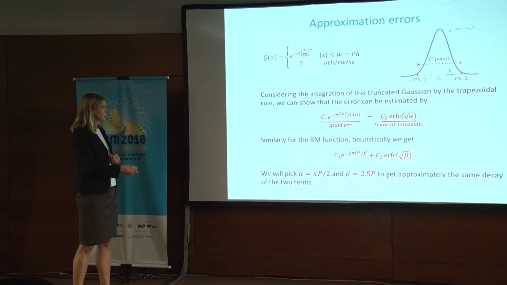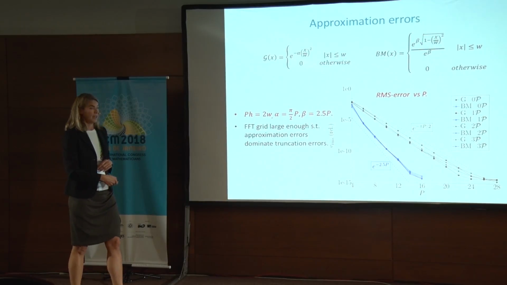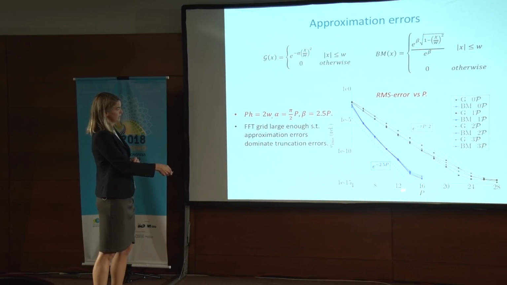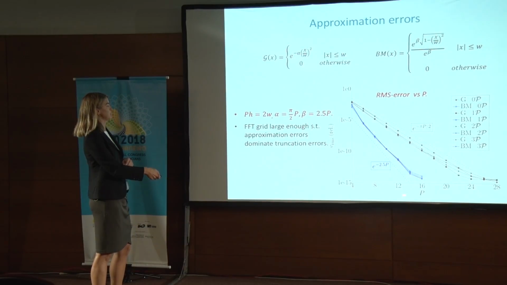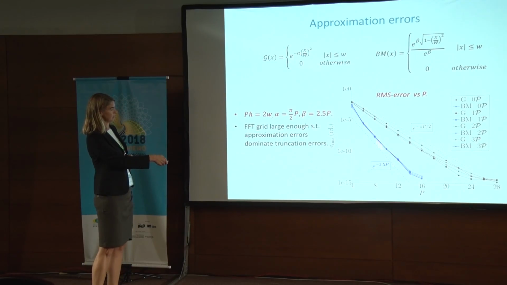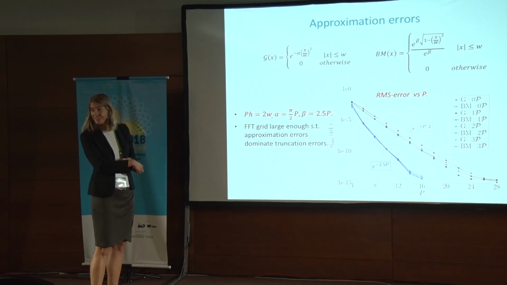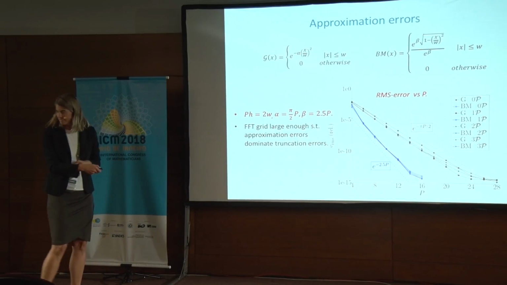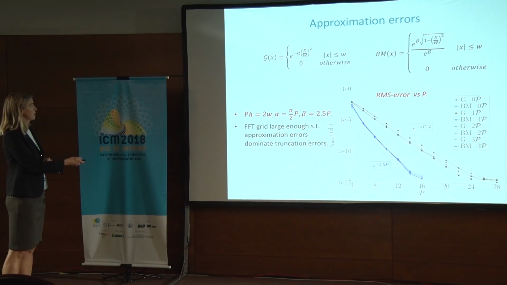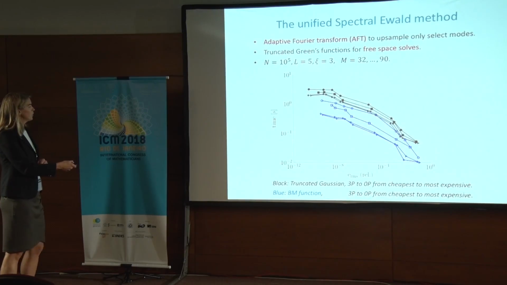So we're going to set these parameters proportional to p to get approximately the same decay of the 2 terms. If we do that, we can really see that we get the exponential decay with p of the approximation errors that we are expecting. And this new window function needs a smaller p to get down to these kinds of tolerances. So it is not going at us rapidly.